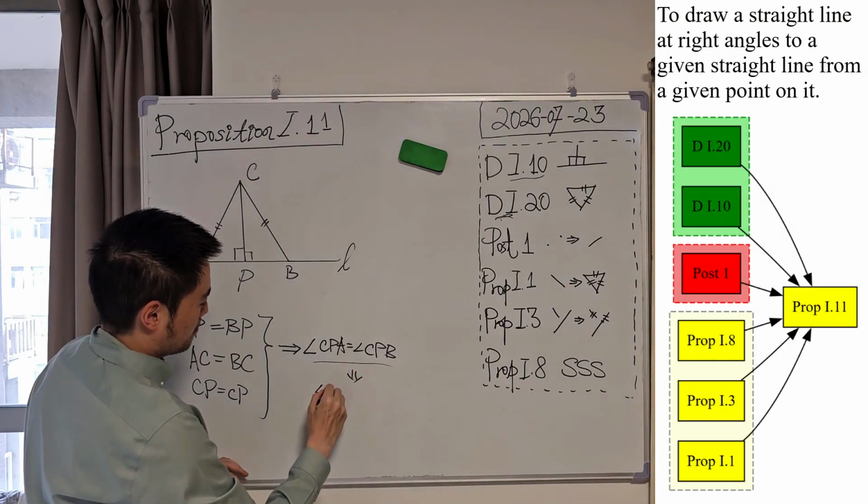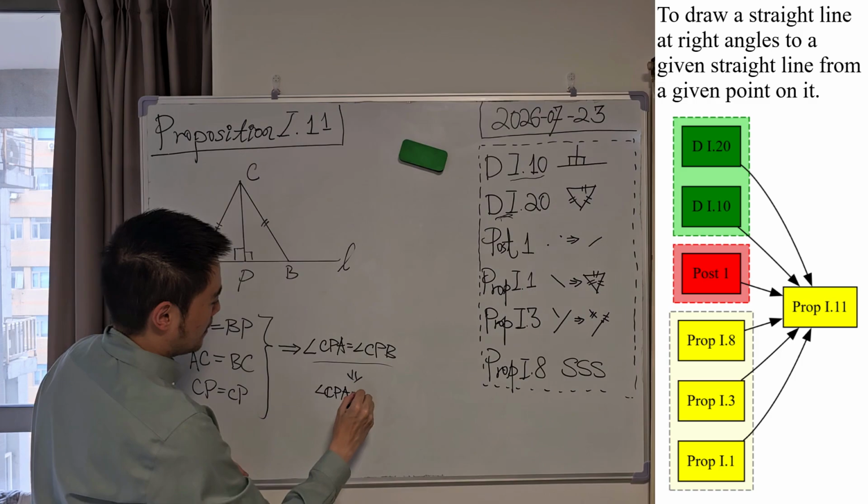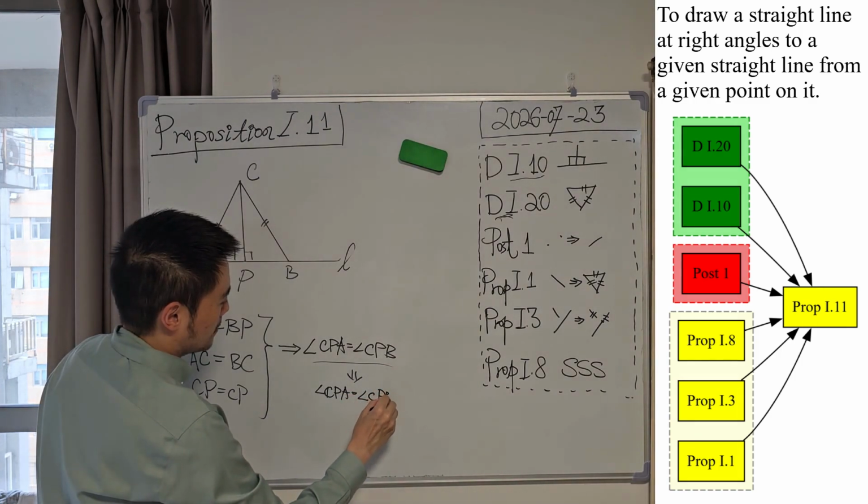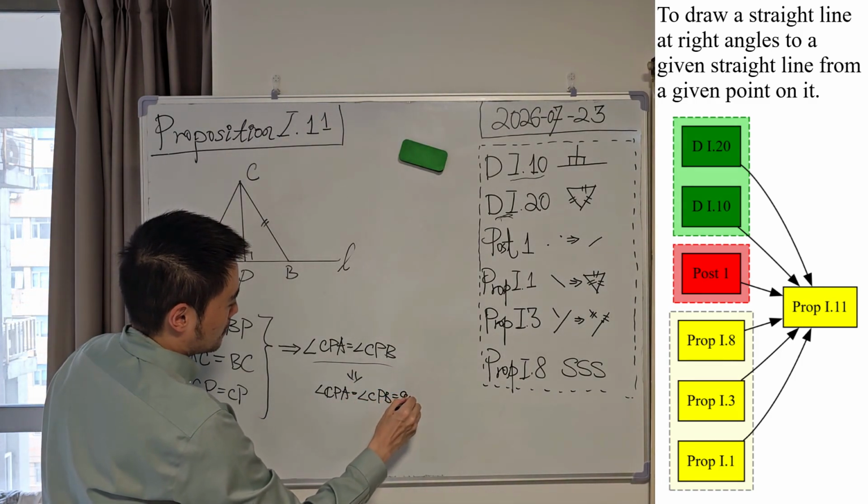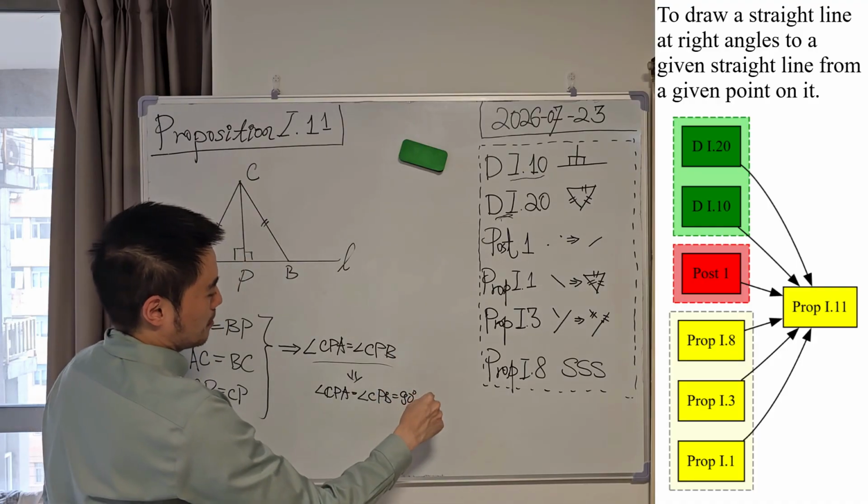both CPA and CPB are right angles. They are 90 degrees. This concludes our proof.